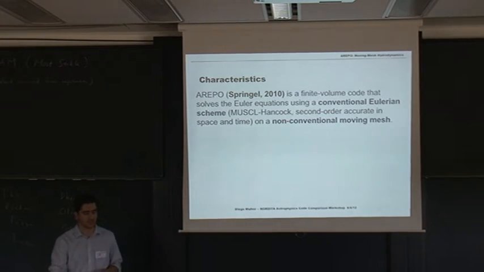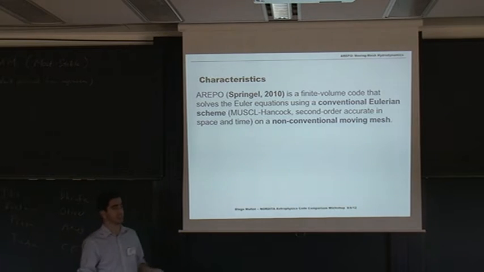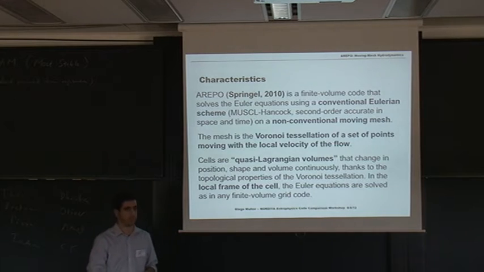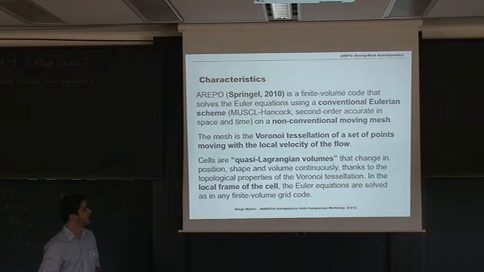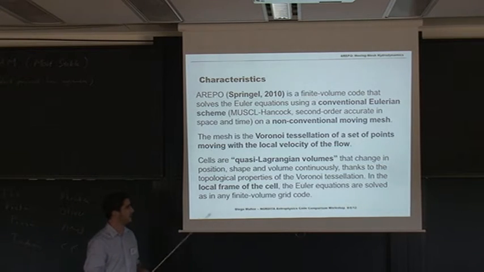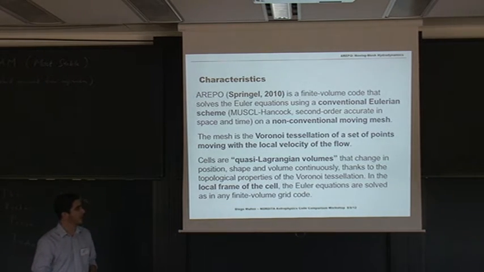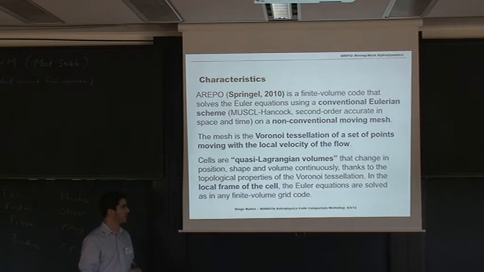When I was thinking how to describe the code in one phrase, I came up with this. Essentially, since now we understand finite volume codes, Arepo uses a pretty conventional linear reconstruction MUSCL hydrodynamic finite volume scheme. But the spatial discretization is done in a less conventional way. It's a Voronoi tessellation of a set of moving points. That means that each cell is a polyhedron that can be considered a quasi-Lagrangian volume that moves with the local velocity of the flow, while locally, that gives it its Lagrangian component.